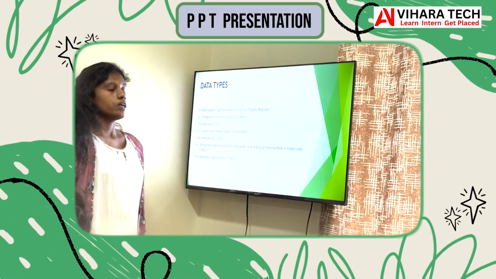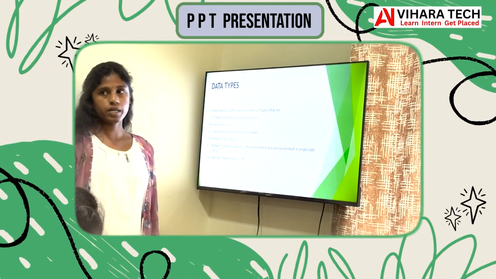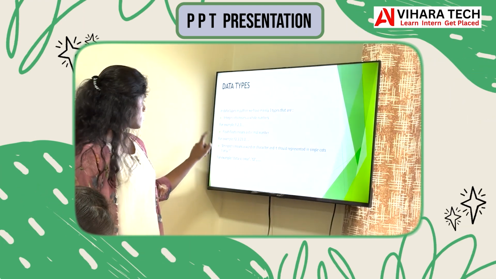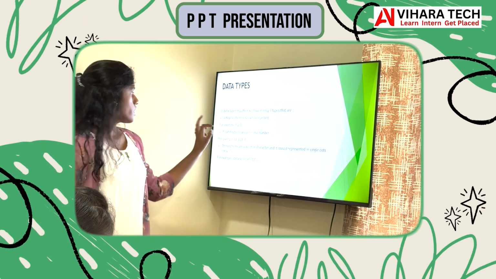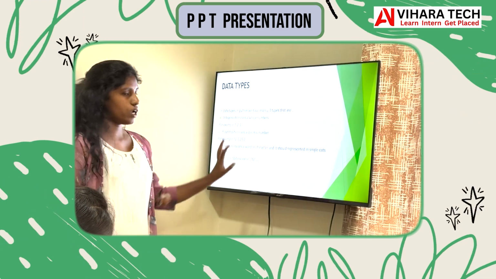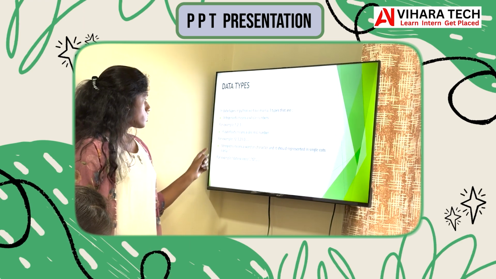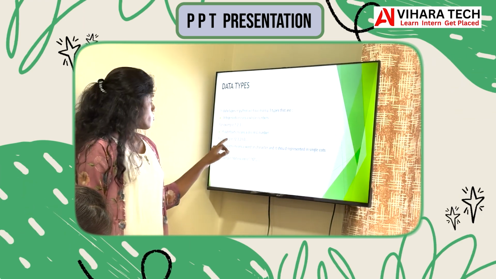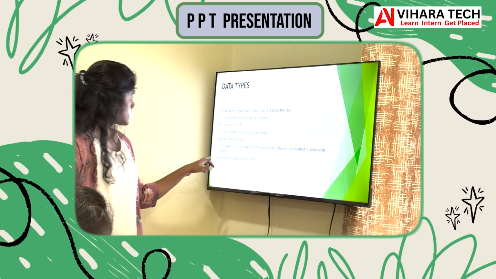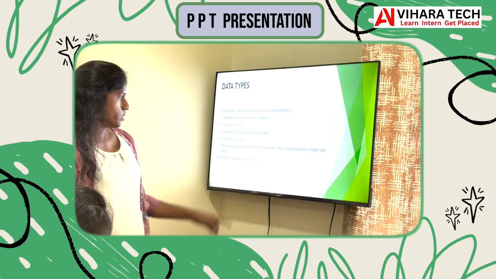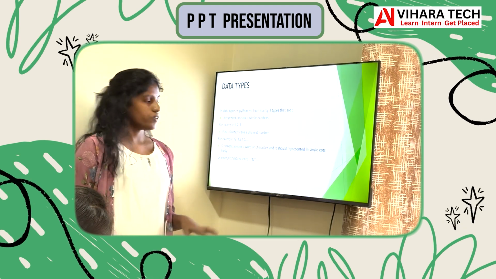Data types. In Python we have many data types, but basically we use three main ones: integer, float, string. Integer, int, means a whole number, like for example 1, 2, 3 and so on. Float means a decimal. String is a single character or a word, represented in between single quotes.